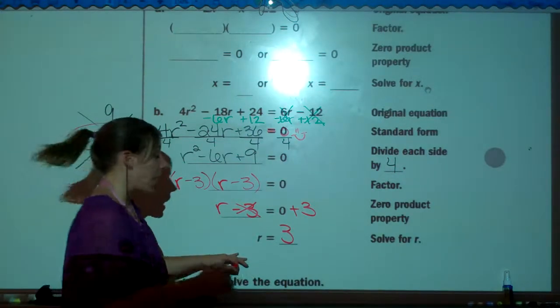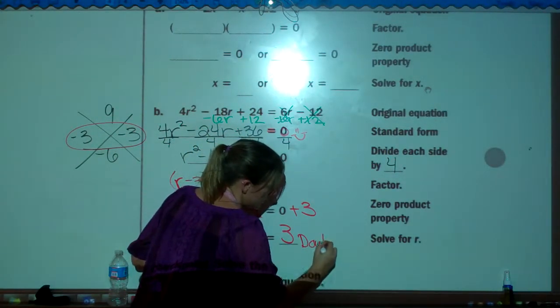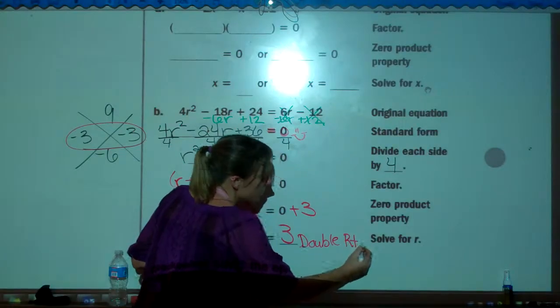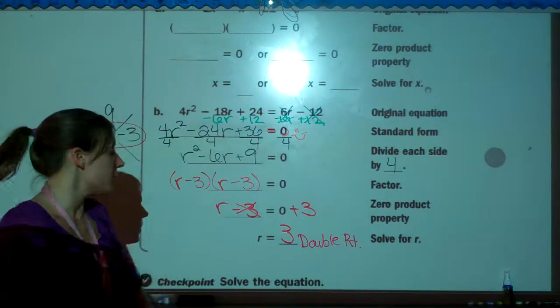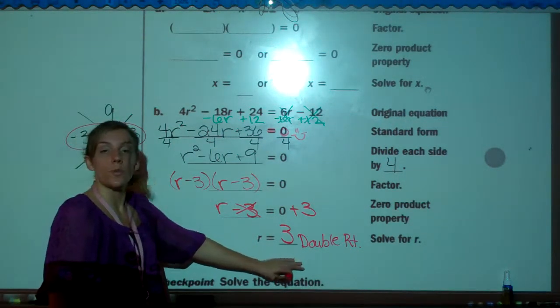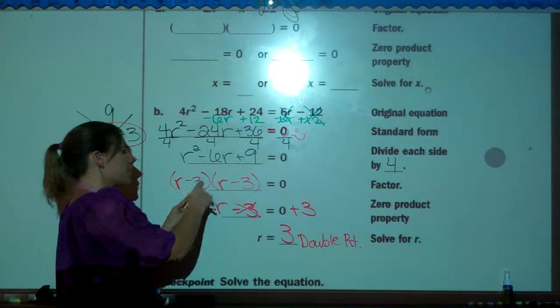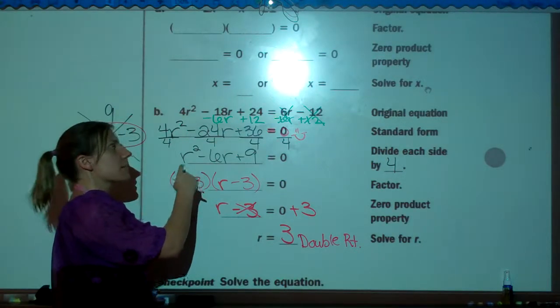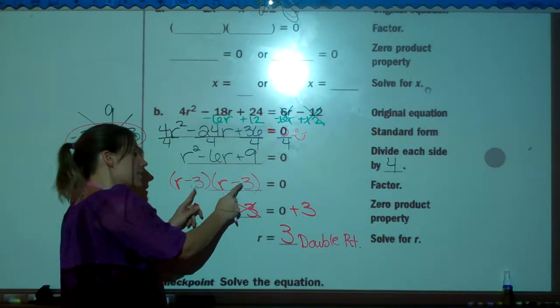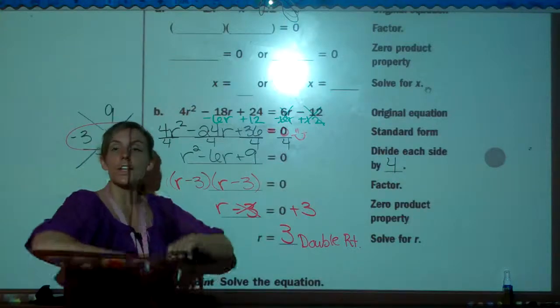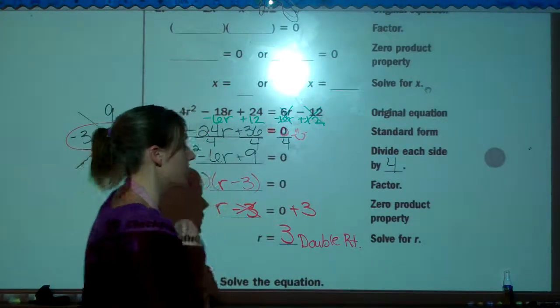And what I do is I call this a double root. Now we're going to talk about roots before we finish our unit. Okay, this is a double root because this 3 stands for both answers. There's 2 factors, so technically there should be 2 answers, but since it's the same number, that 3 stands for both answers that we would be looking for.